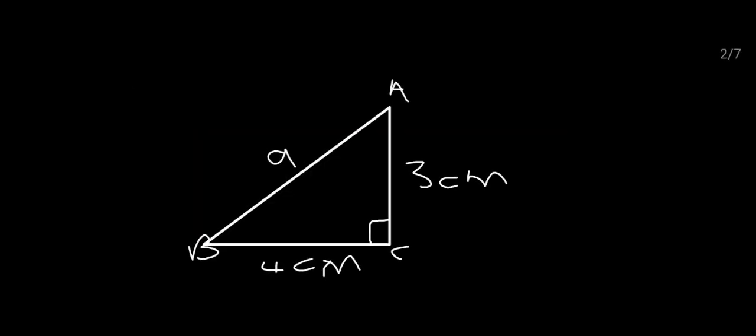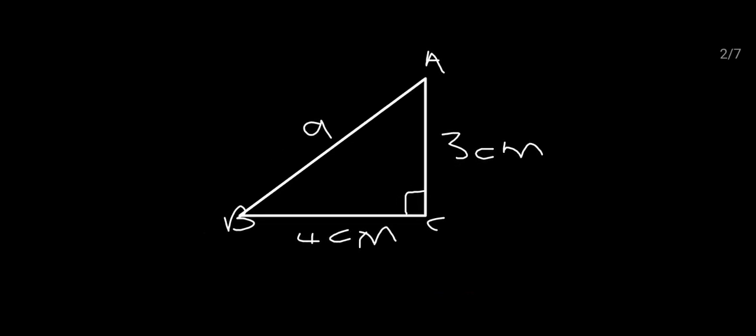Still the continuation of the theorem of Pythagoras. So now we are given the triangle ABC. It's a right angle triangle, so we use the theorem of Pythagoras because it is a right angle triangle.